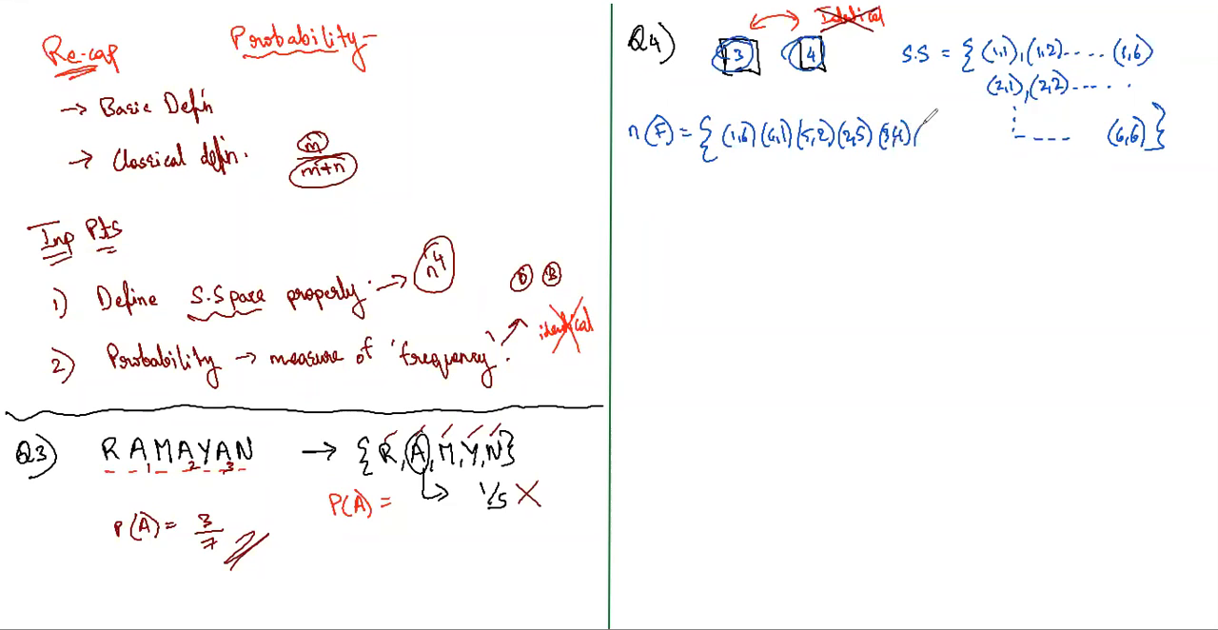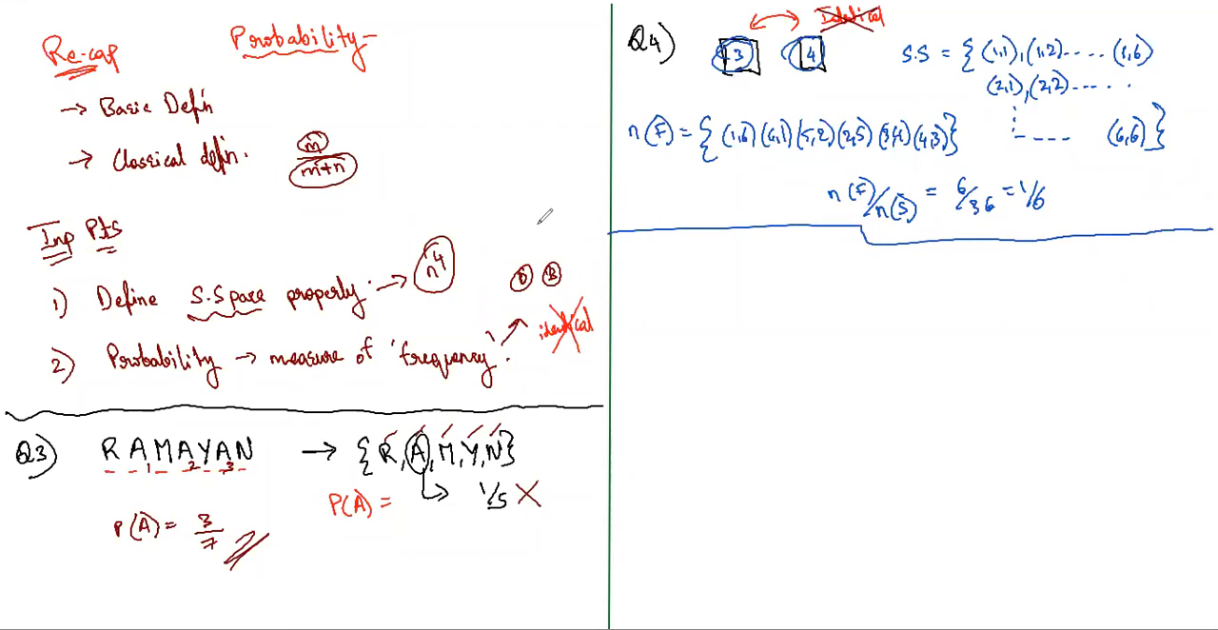Good. So this will be a total of NF by NS. NF by NS will be 6 by 36. Therefore, 100. Good. So I think everyone understood the concept we try to understand from these preliminary 4 questions.